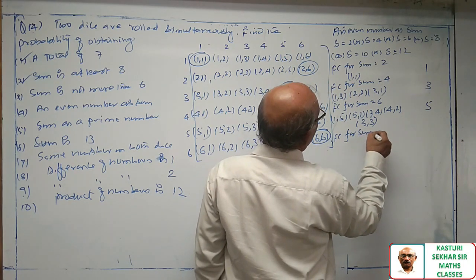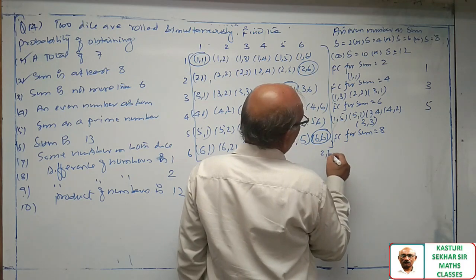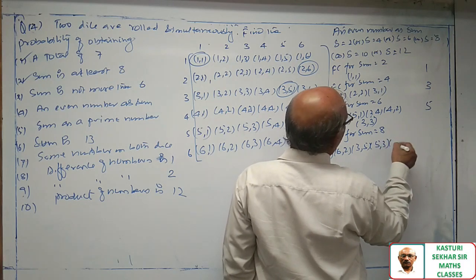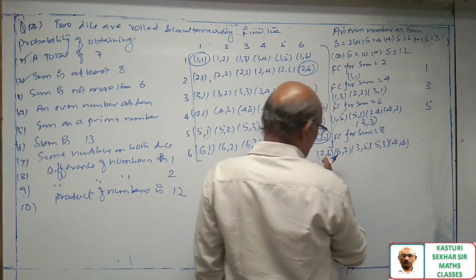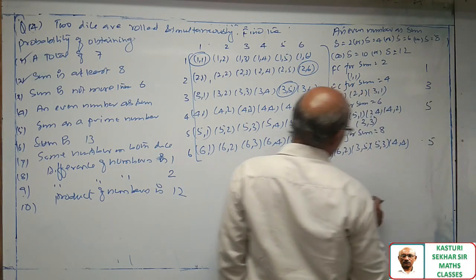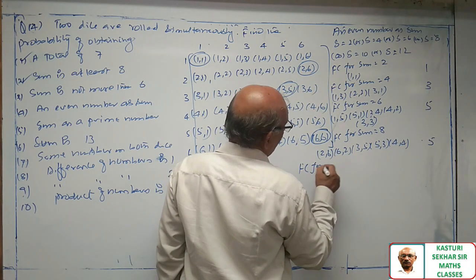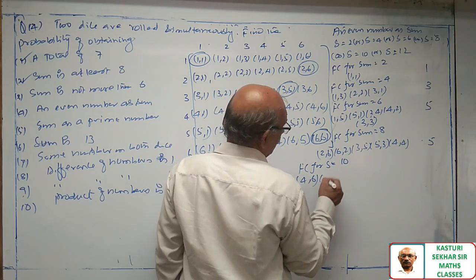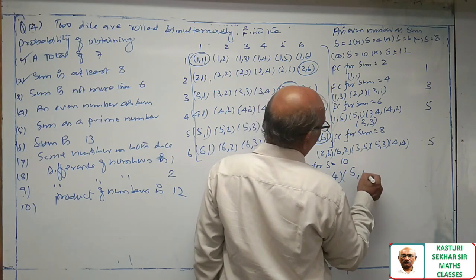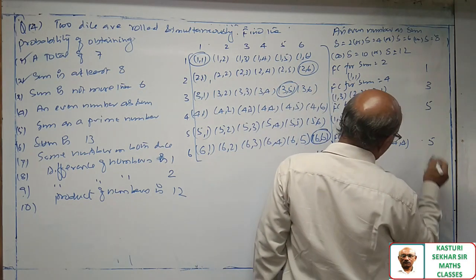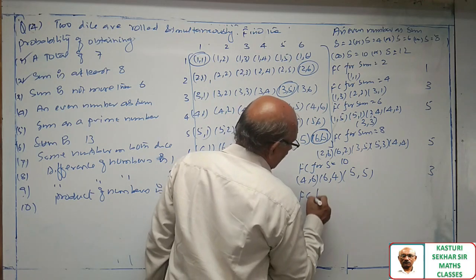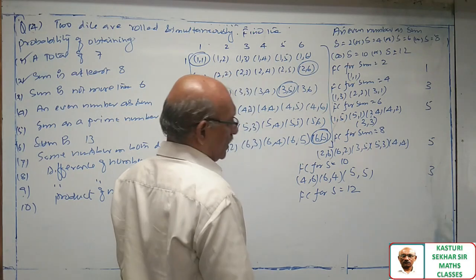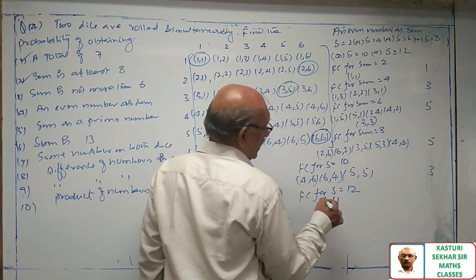Favorable cases for sum is equal to 8: 2 comma 6, 6 comma 2, 3 comma 5, 5 comma 3, 4 comma 4. 1, 2, 3, 4, 5. Favorable cases for sum is equal to 10: 4 comma 6, 6 comma 4, 5 comma 5. 3 cases. Next, favorable cases for sum is equal to 12: 6 comma 6, there is only one case.